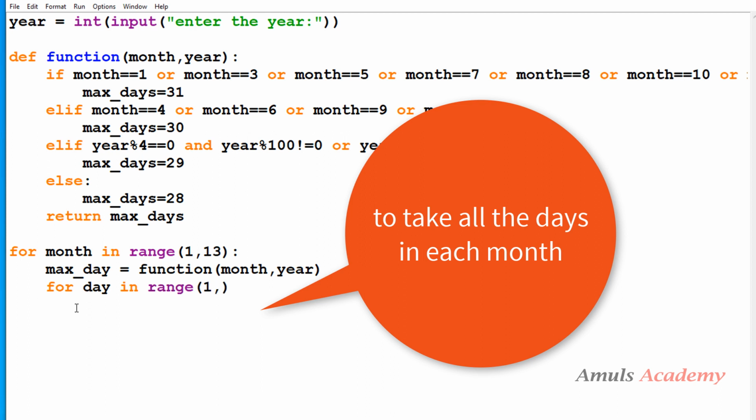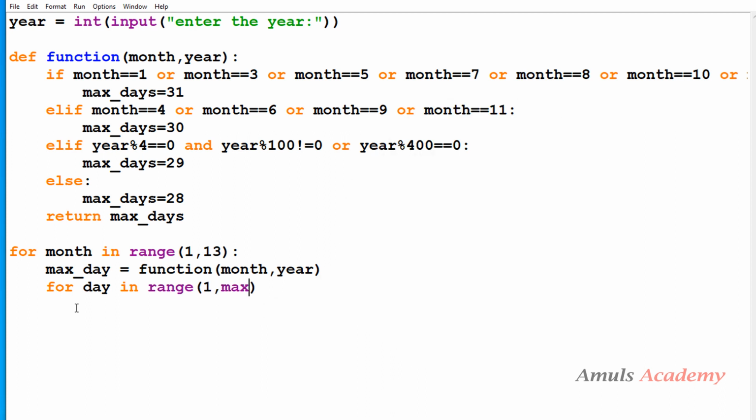Day can start from 1 and it needs to go till max day plus 1. We'll find out the maximum number of days in the month by using this function. Now I need to take day from 1 to max day plus 1, because if I get max day as 31 for January, I need to take the range as 1 to 32. That's why max day plus 1, because here the end is exclusive in the range function. So we are done with the for loop for day also.